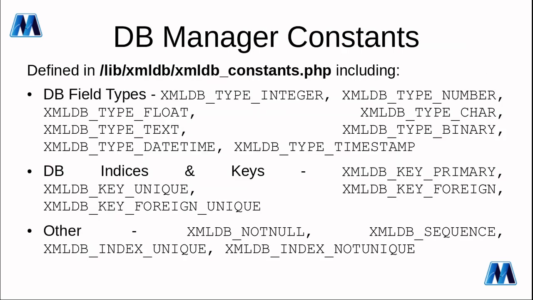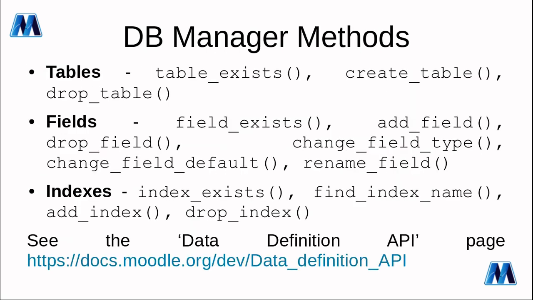There are quite a few constants defined, as you would expect, in the manager for the use of the data definition API. So your database field types like integer, number, float, text, etc. Indexes and keys, so key primary, key foreign, index, etc. And then there are other constants like not null, sequence, unique, and not unique. So these are the constants that are used when working with the definition API.